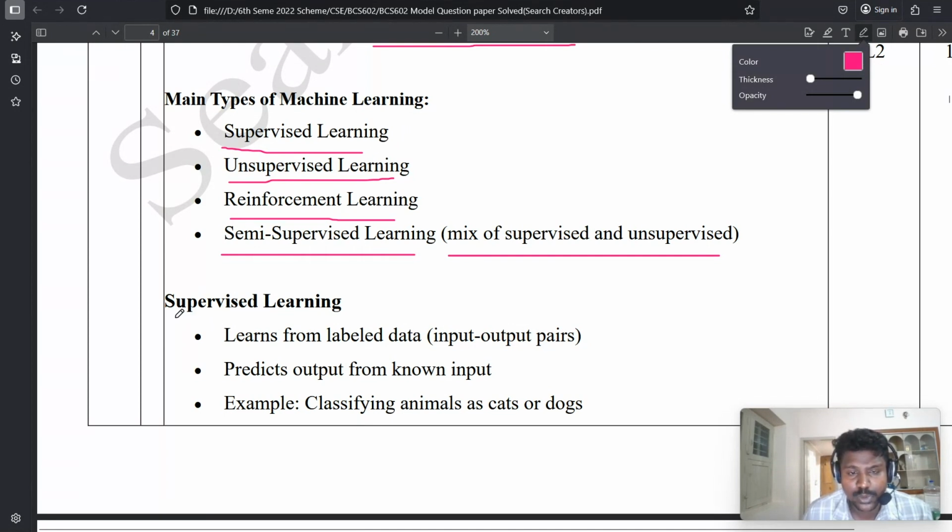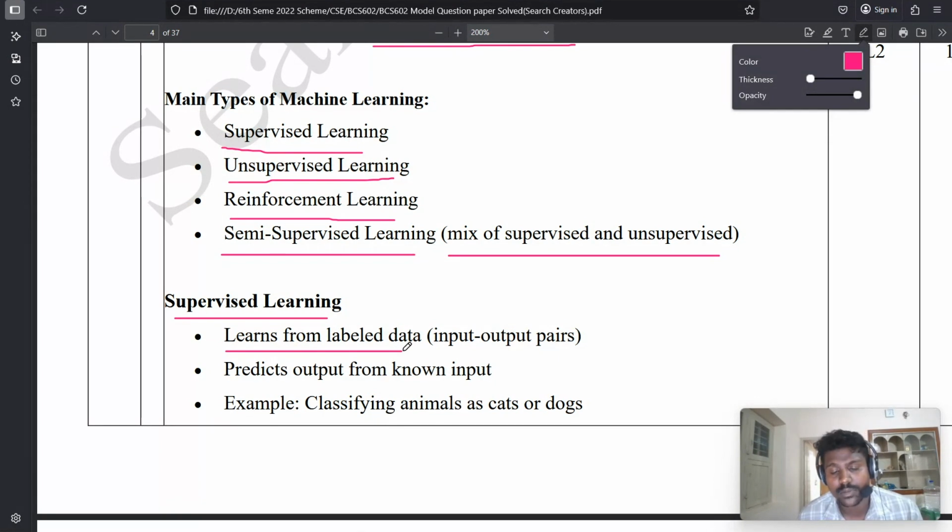The first one is supervised learning. It learns from labeled data, input and output pairs. If you provide animals like cats or dogs as data, it will learn from the labels you give. Next, it predicts output from unknown data. Example: classifying animals as cats or dogs, as I already said.